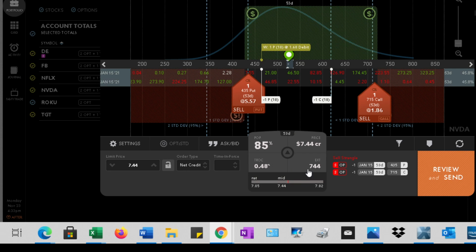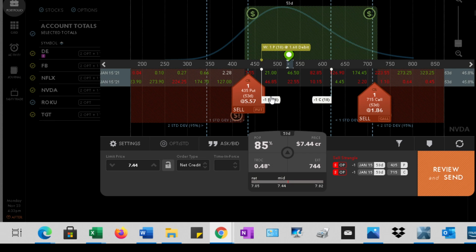Always take profits and pull profits. It's never wrong to make money. So more importantly, what happens if I get tested? What you can do is, I'm just going to use the put side for an example. Let's say the stock goes to 450, so about 3% or so away from the put side.